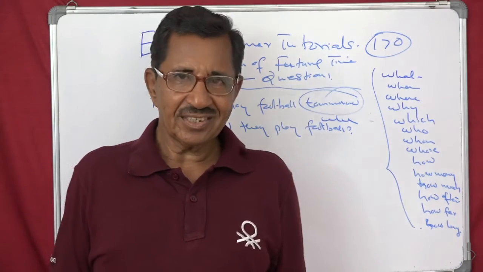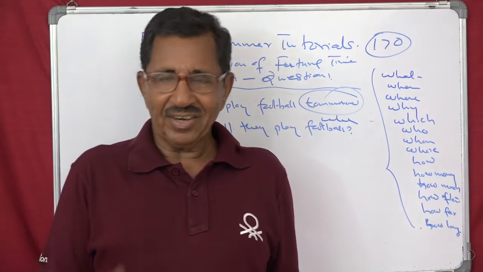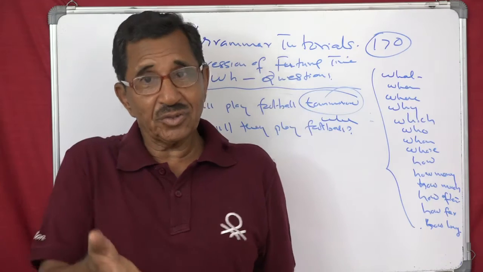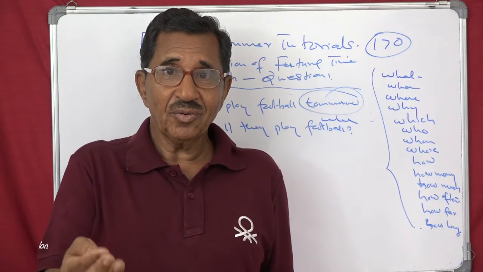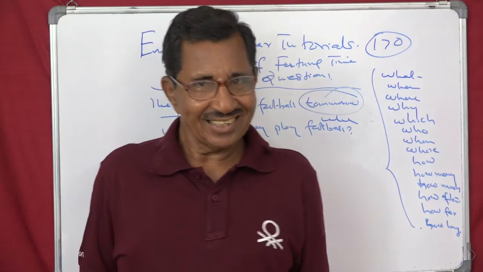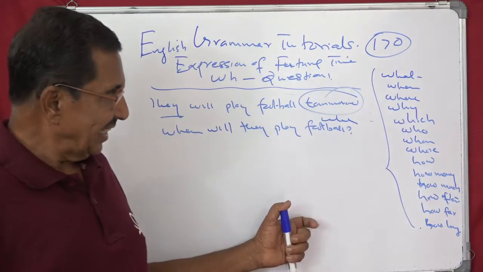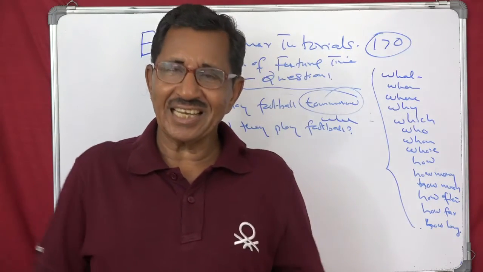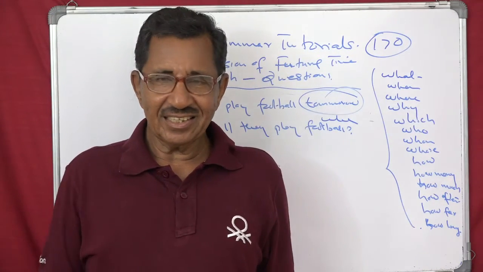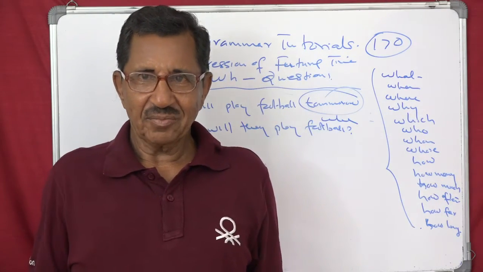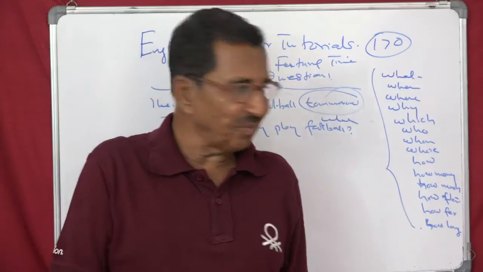And suppose there are half a dozen balls owned by half a dozen people. Then you can say, whose ball will you use for playing? Whose ball? See, this way you can make questions. Then how? Now, suppose it is raining. Then you can ask, how will you play football today? Because it is raining. How will you play football?